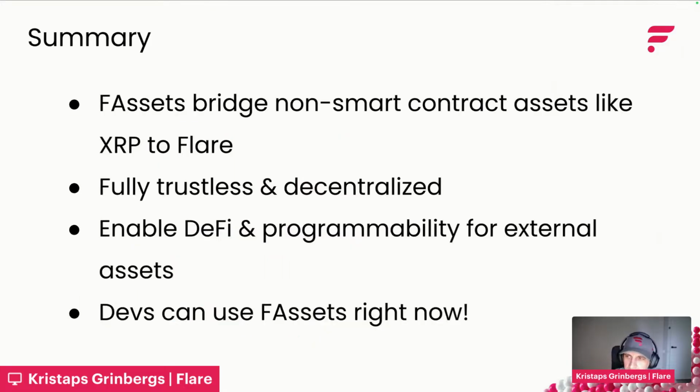And finally, we have reached the summary. FAssets is a bridge for non-smart contract tokens, assets like XRP, and upcoming Bitcoin and Doge. These are what we are looking at currently. We are launching XRP on Flare very, very soon. Right now, that is on Canary Network and Songbird, and also on testnets.